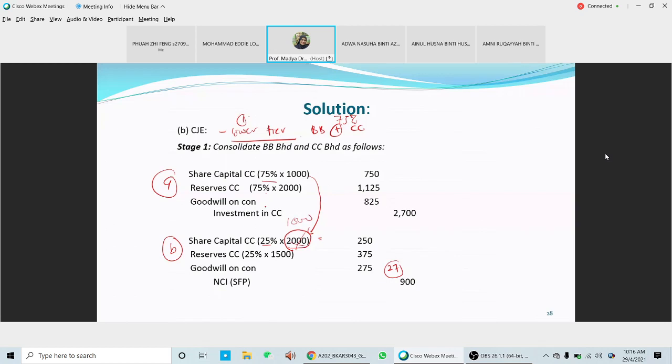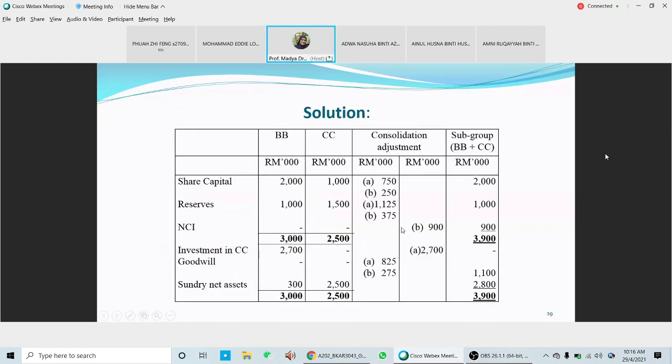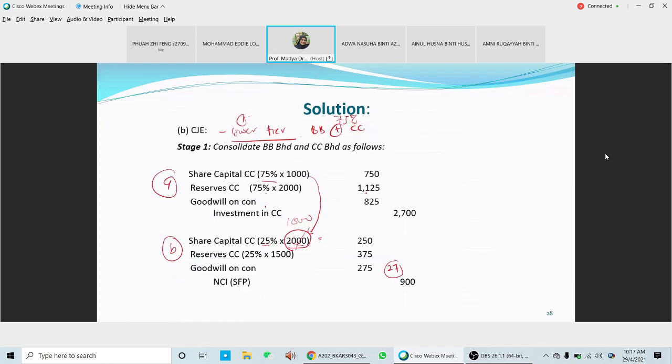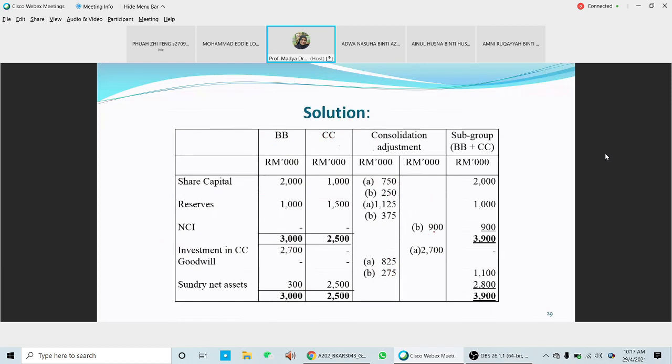Okay. So the next one, we're going to have the consolidated entry here. We start with the lower tier, so B and C. So you refer back to the journal entries here, which one you need to debit as an adjustment and which one you need to credit. I just want to skip this one. Hopefully you know where this figure comes from to make an adjustment. So at the end, your share capital is 2, reserve here is 1, and the NCI of 900. 900 is journal entry B. Investments here, we need to eliminate in journal entry A, and then the amount of goodwill here is 1.1.